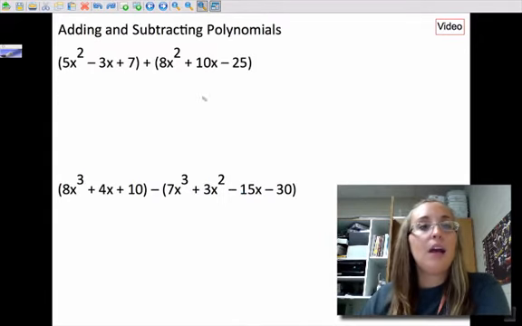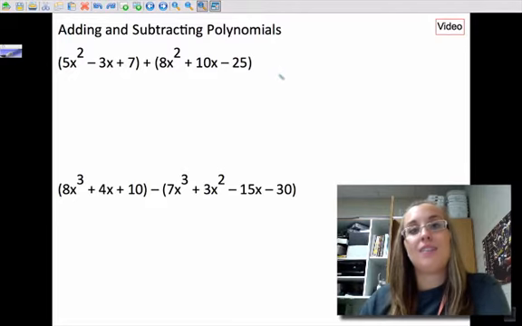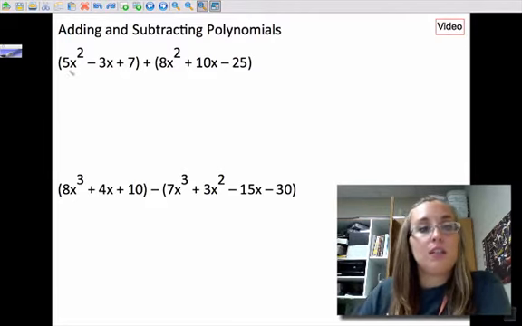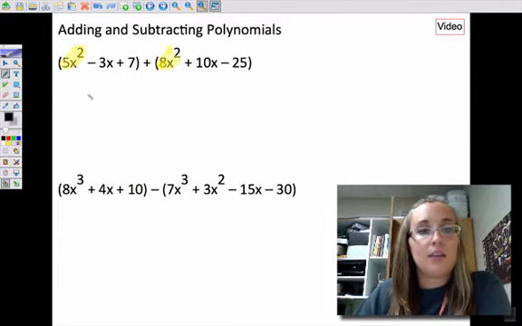Okay, so when we go ahead and add polynomials, it's going to be really easy. All it's going to do is just combine like terms, and if you remember from before, like terms are terms that have the same variables raised to the same power. So in this case, we've got x squared, this term, and this term right here, another x squared. So we've got 5x squared plus 8x squared, and that's going to be 13x squared.